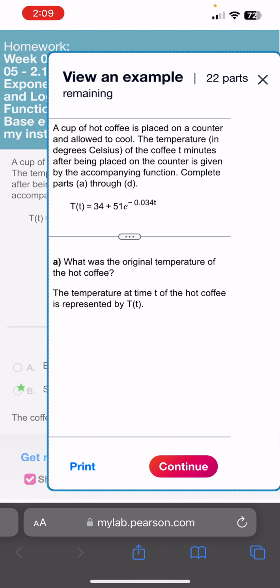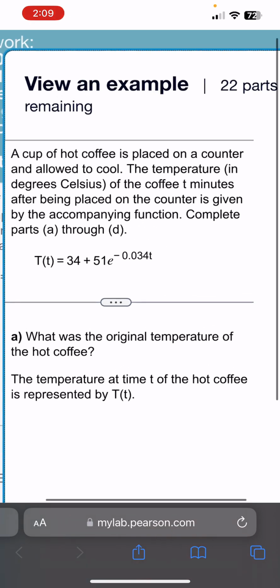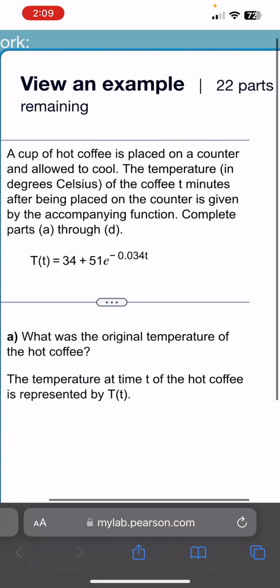So it says a cup of hot coffee is placed on the counter and allowed to cool. The temperature in degrees Celsius of the coffee t minutes after being placed on the counter is given by this function. So then it has four parts to it. And part A says, what was the original temperature of the hot coffee?